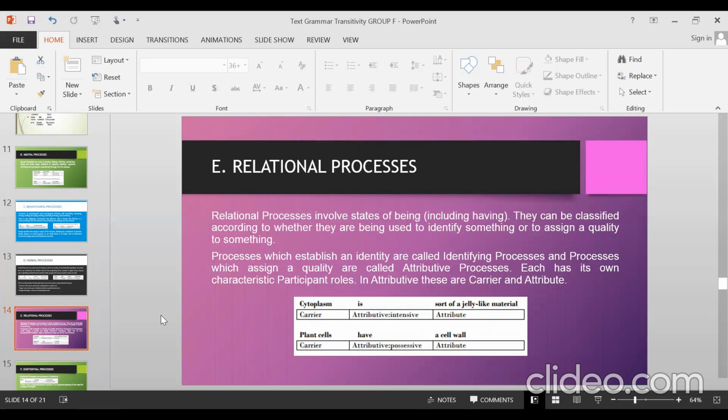And the next material is about relational process. Relational process involves states of being, including having. They can be classified according to whether they are being used to identify something or to assign a quality to something. Processes which establish an identity are called identifying processes, and processes which assign a quality are called attributive processes. Each has its own characteristic participant roles. In attributive, these are carrier and attribute. And below is about the example.